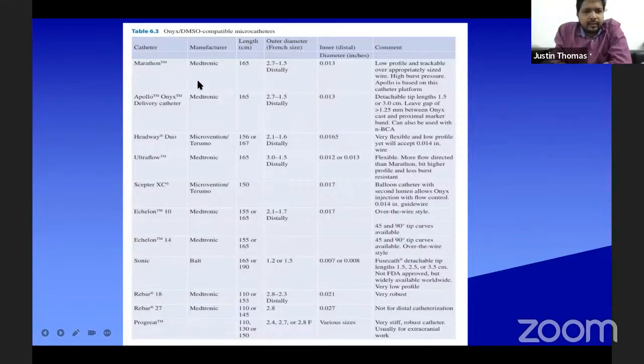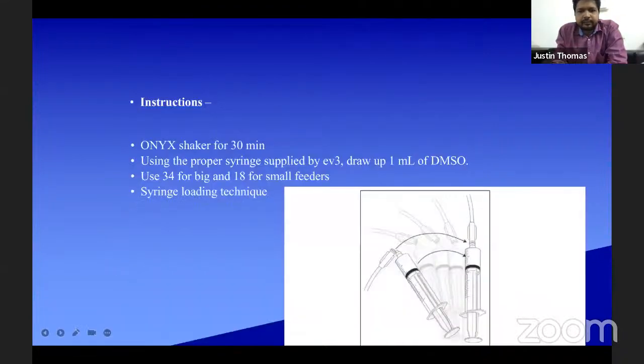And so these are the DMSO compatible microcatheters: Marathon, Apollo. Apollo has got a detachable tip, and others are Headway, Ultraflow, Echelon, and Sonic catheter. Sonic catheter also has a detachable tip. So the onyx should be initially put in a shaker for around half an hour. Then it should be taken in a special proper syringe, which is supplied by the manufacturer itself.